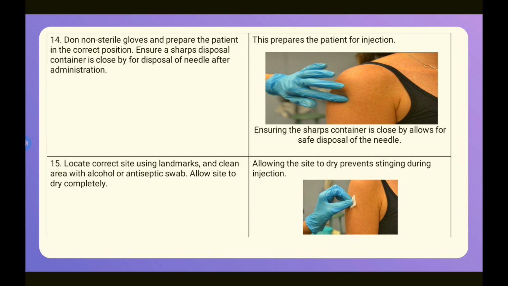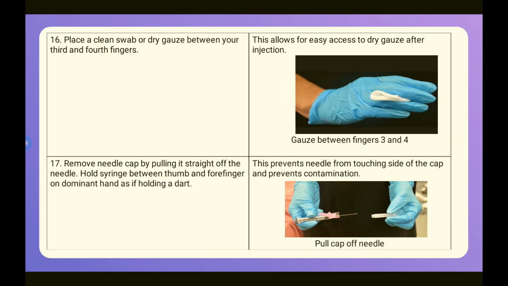Number 15. Locate the correct site using the landmarks and clean the area using alcohol and antiseptic swabs. Allow the site to dry completely. Allowing the site to dry prevents stinging during the injection. Number 16. Place a clean swab or dry gauze between your third and fourth finger. This allows for easy access to dry gauze after injection. This is a gauze between fingers 3 and 4.